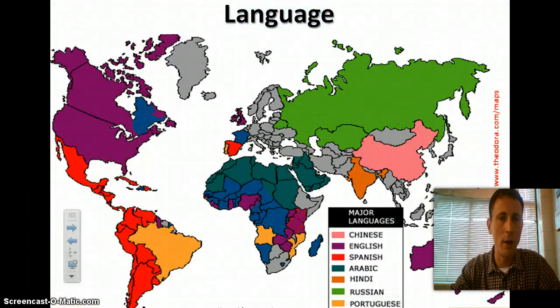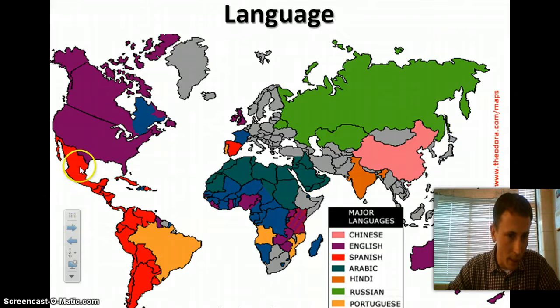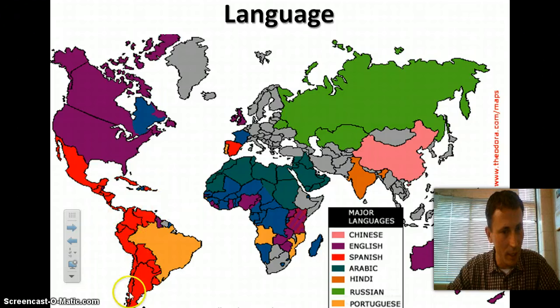Here's a map of major languages in the world today. If you notice, red is the Spanish language, and you see that in Central America and South America. Okay, this orange is Portuguese. You find that primarily spoken in Brazil. Later on, when we talk about the Haitian Revolution, we'll discuss why French is spoken here.